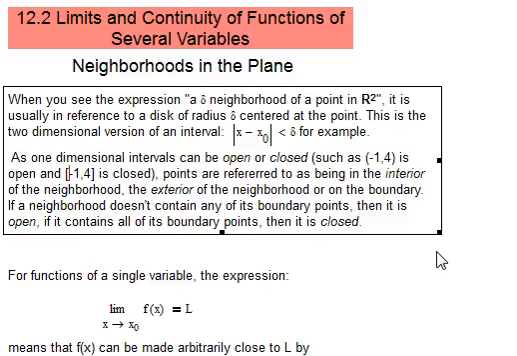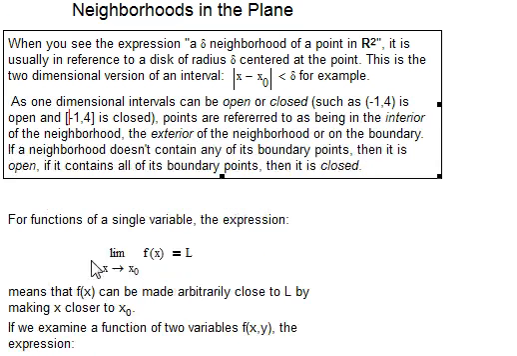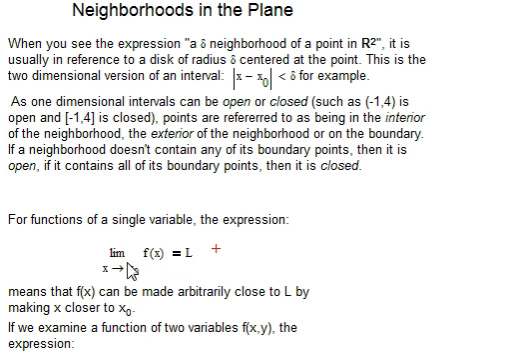So if a neighborhood doesn't contain any of its boundary points, then it's called open. If it contains all of its boundary points, then it is closed. So for functions of a single variable, this should be familiar. The limit as x approaches x sub 0 of f of x equals L means that f of x can be made arbitrarily close to L by making x closer to x sub 0.